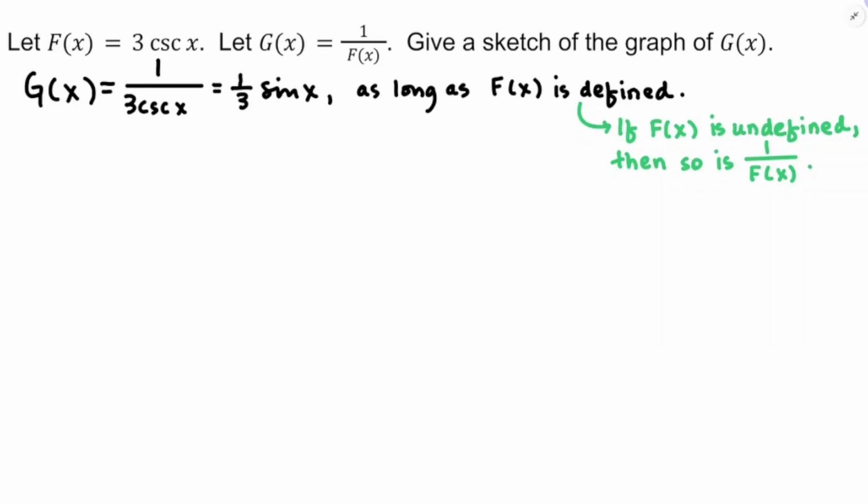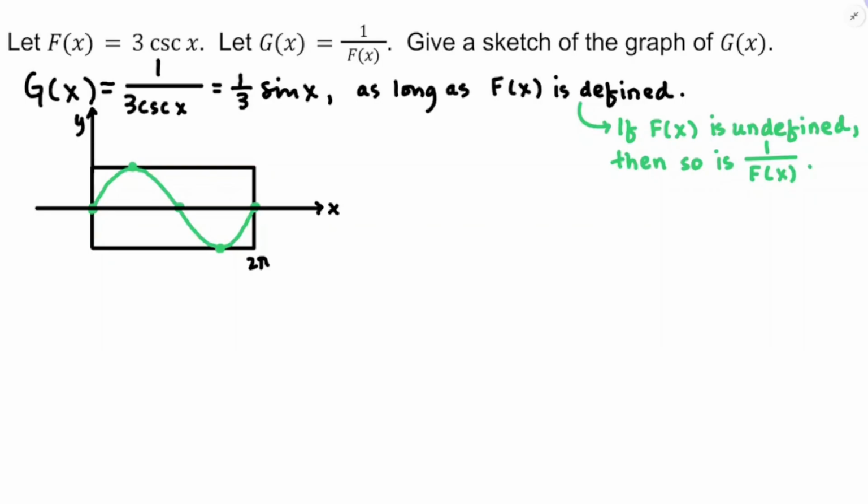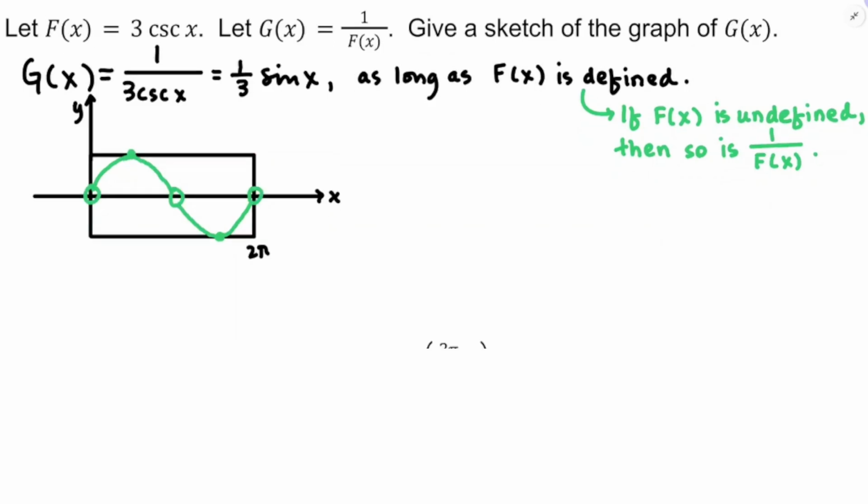And we do know that f of x is undefined at places. It's got vertical asymptotes. So what I'm going to do is sketch the graph of y equals 1/3 sine x, and then make a couple of adjustments. I'm going to take these places where sine x equals 0, which correspond to vertical asymptotes of f, and just remove them from the graph.